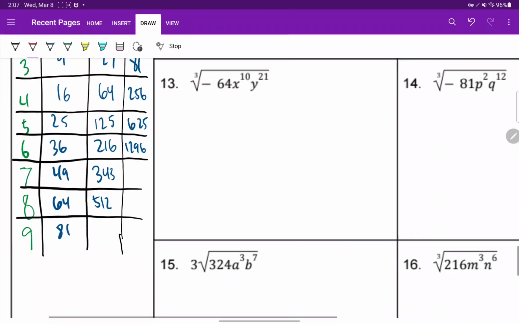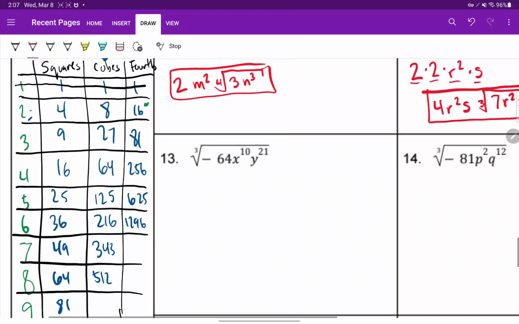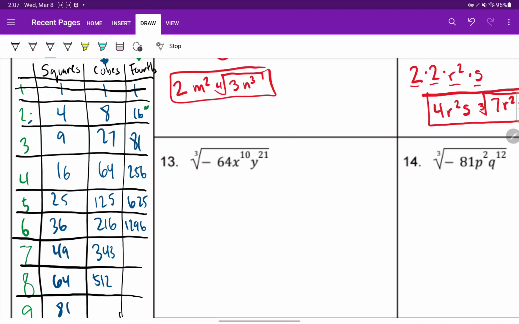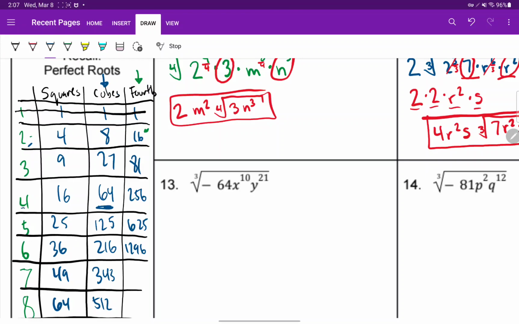All right, looking at the next one, number 13, we have the cube root of negative 64 x to the 10th and y to the 21st power. So this one, we're looking for those perfect cubes. Now over here, I noticed for the cube, 64 is already a perfect cube. So if you look right here, it's 4 to the 3rd power, and it's negative. So I'm going to make it negative 4 to the 3rd power. Okay, and I do need that negative 4 because a negative 4 times a negative 4 is a positive 16, but times that negative 4 for the third one is going to be negative 64. So I do need that negative there.